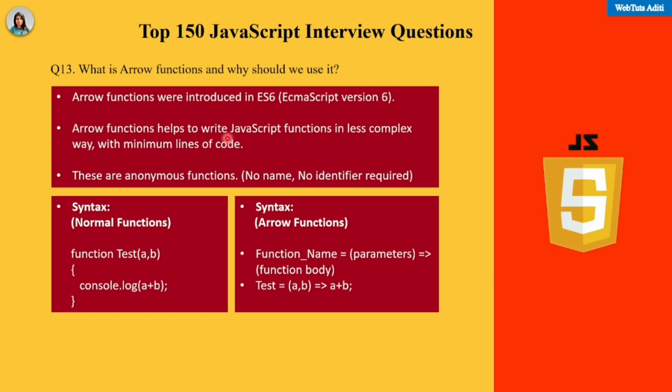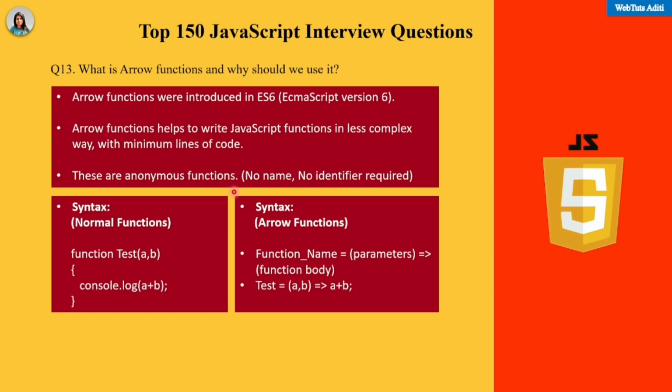But what if we just want to pass one argument, or sometimes we do not need to pass any argument, and the function body is only one line, but still we have to give the curly braces and the opening and closing parentheses for the parameters. So it becomes a little confusing, or you can say complex. That is why arrow functions were introduced. Arrow functions help to write JavaScript functions in a less complex way with minimum lines of code. And these are anonymous functions.